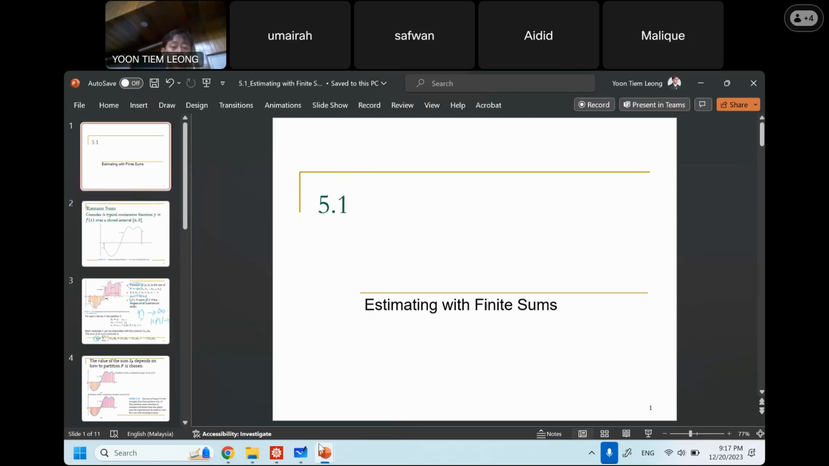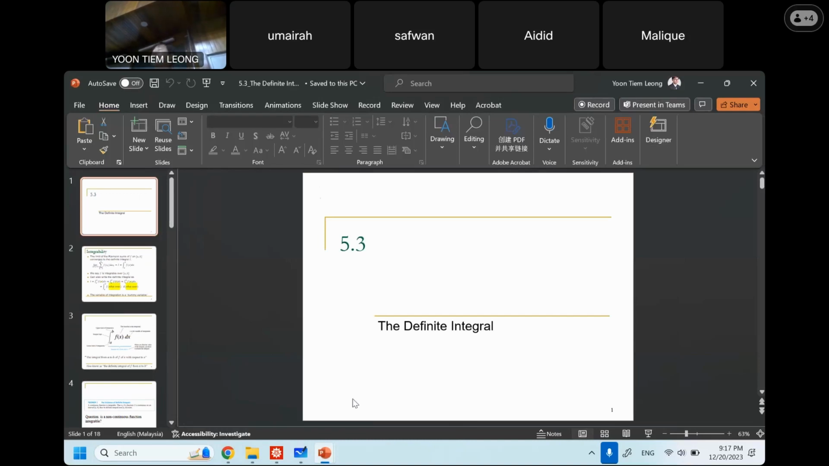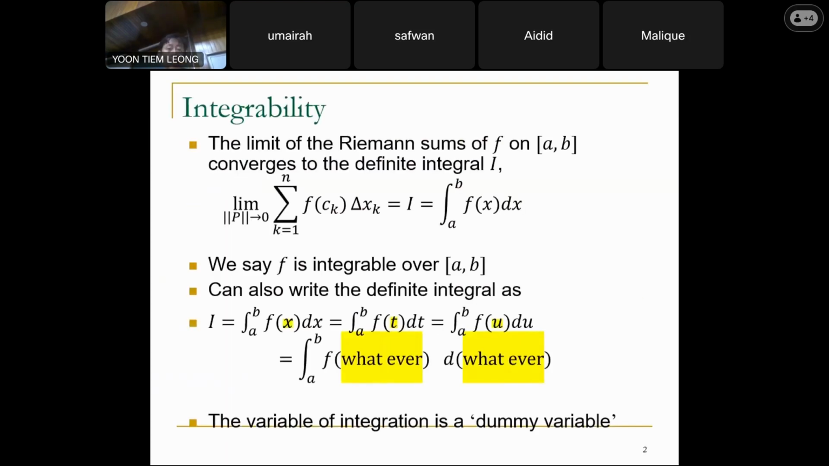Now we are going to go to the next topic, which is the topic of 5.3. Now we will formally venture into the definition of integration. So now there is this very important idea that if you have a function which is continuous on a and b, you can always try to find its Riemann sum. Now, if the Riemann sum of a function exists, then you say the function is integrable.